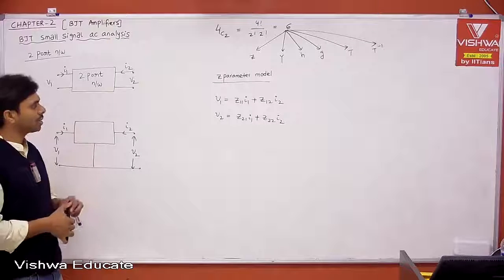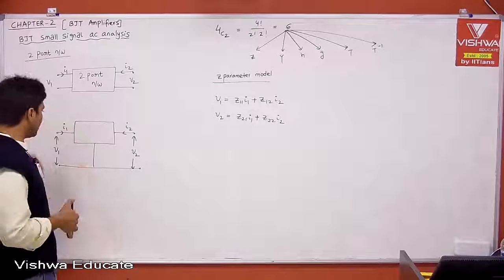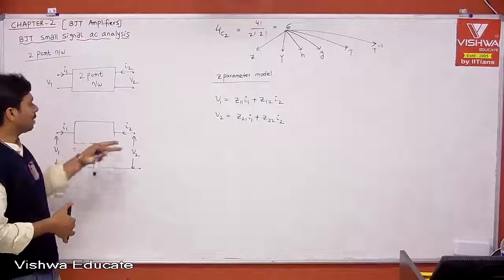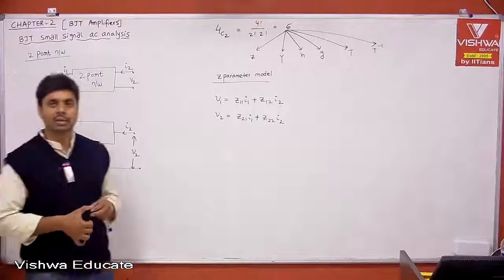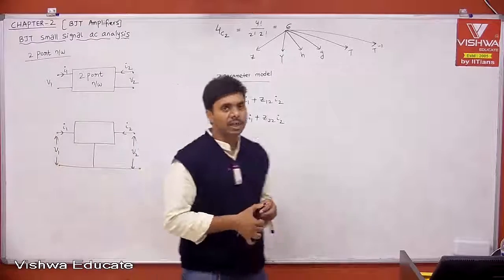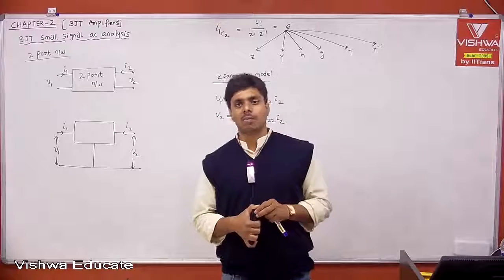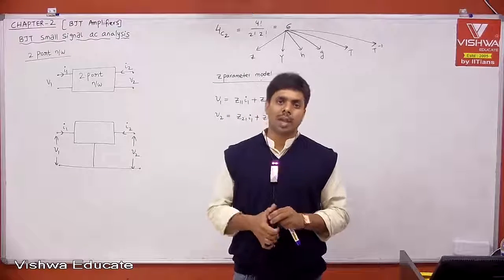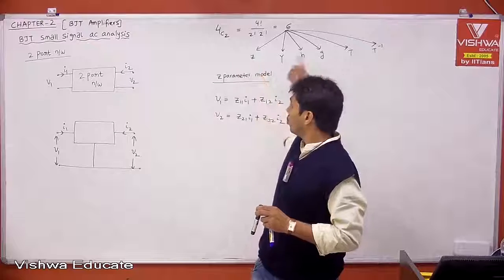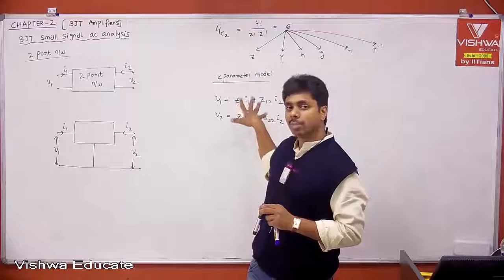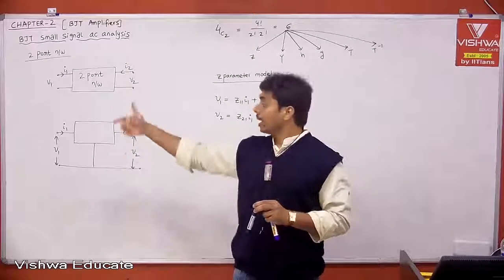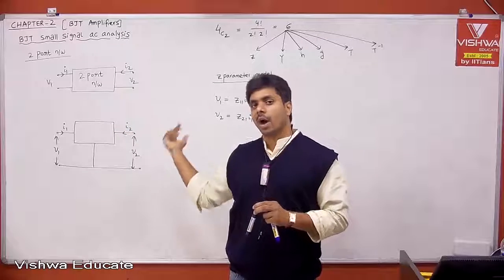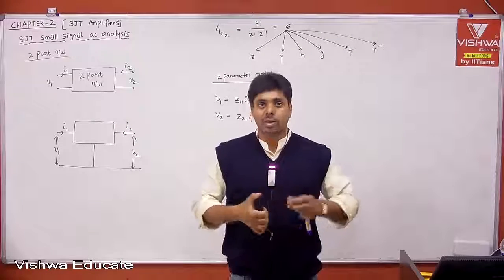After finding those parameters for the black box, for any kind of input, we can find the output voltage, output current, or input current. Therefore, indirectly, we don't need to know what is inside the black box. Once I characterize my black box with any one of the models, and you know the model parameters, then for any input we can get the relation between output and input.